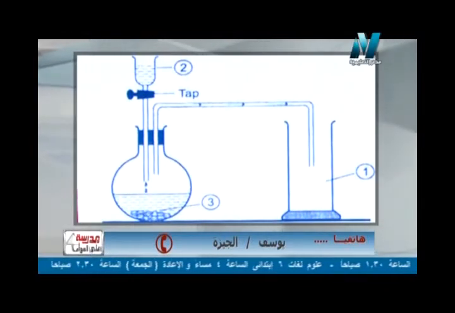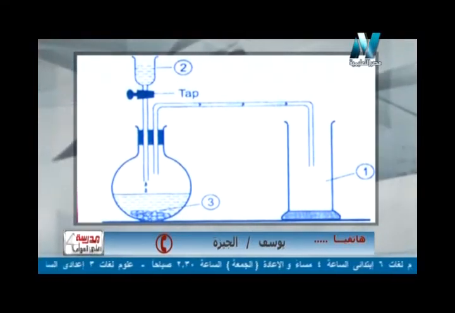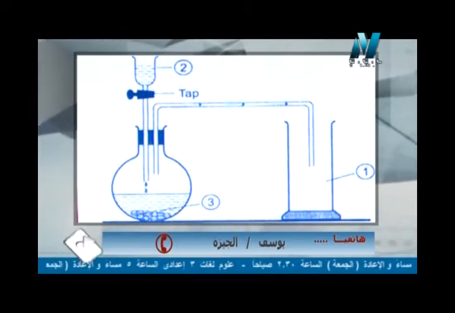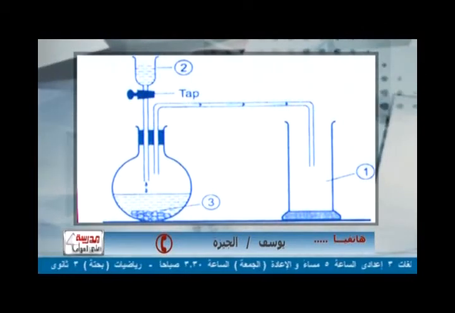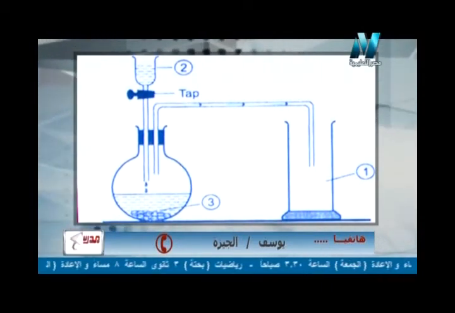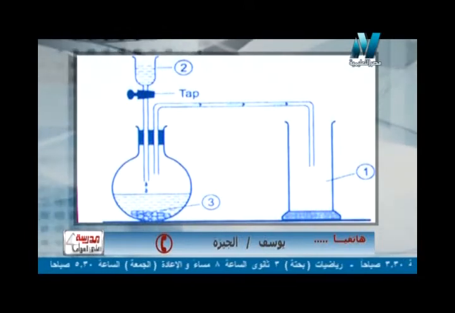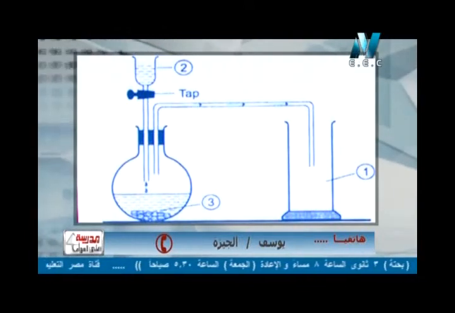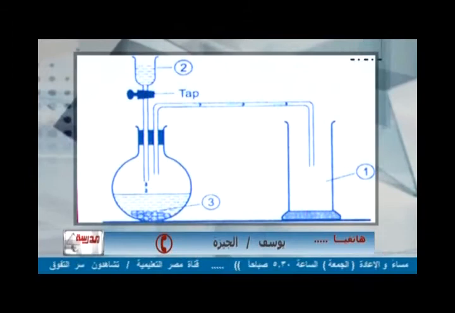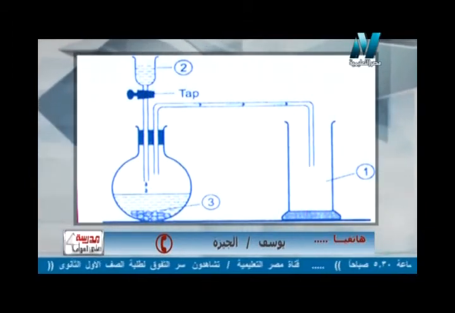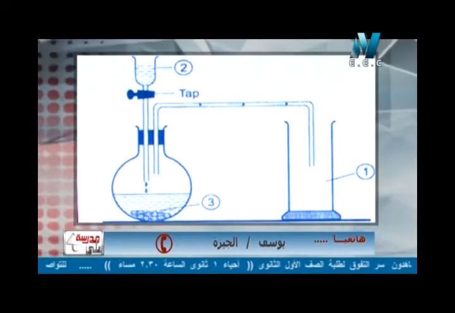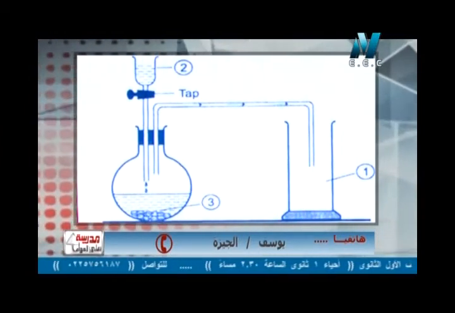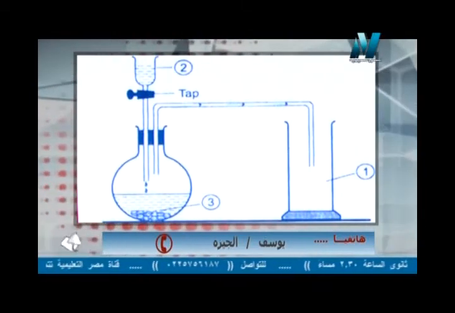So, another question for Yusuf. Label the following diagram. Number 1: carbon dioxide. Very good, excellent. Number 2: hydrochloric acid, not chloric. Number 3: calcium carbonate. The calcium carbonate reacts with hydrochloric acid and forms carbon dioxide gas.